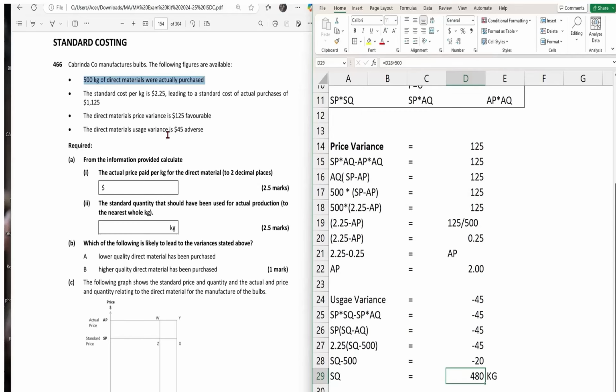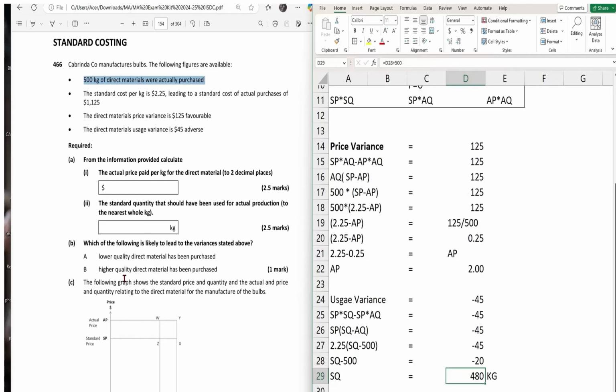But the material usage variance is negative. That means we have purchased cheaper quality material, due to which the actual price was lower as compared to the standard, and the price variance comes favorable. But due to cheaper quality material, the material got rejected. There has been a lot of waste, due to which material usage is more, and that has led to the usage variance. So that means lower quality direct material has been purchased, right?